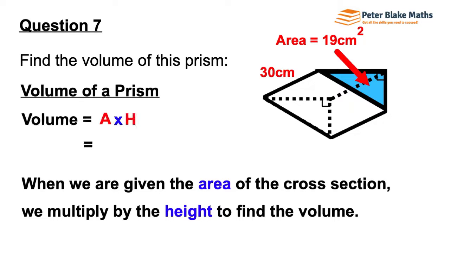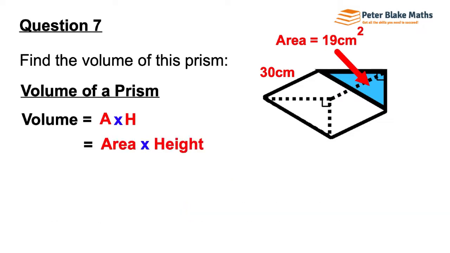So we're going to multiply the area that we're given by the height that we're given to find our volume. So area times height is our formula. We've effectively written that on our first line there. Now we're substituting our numbers in.